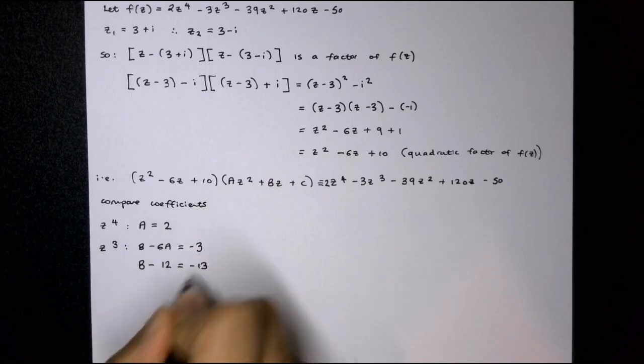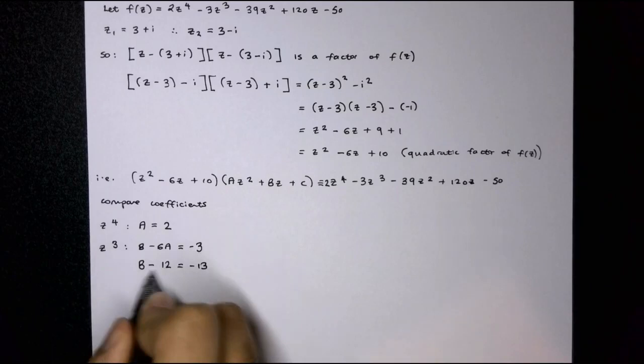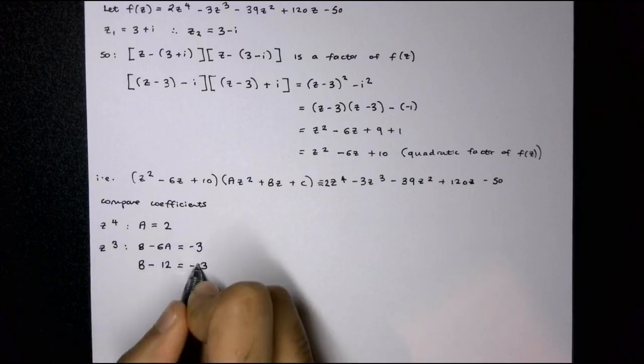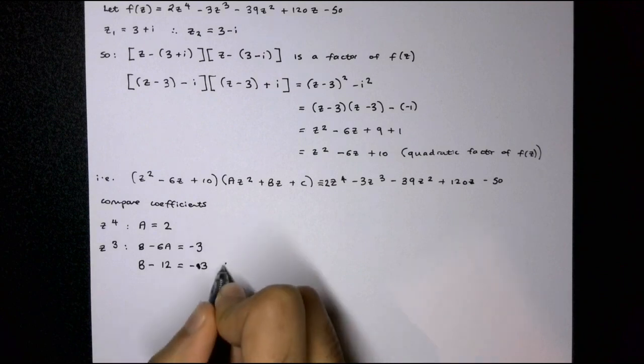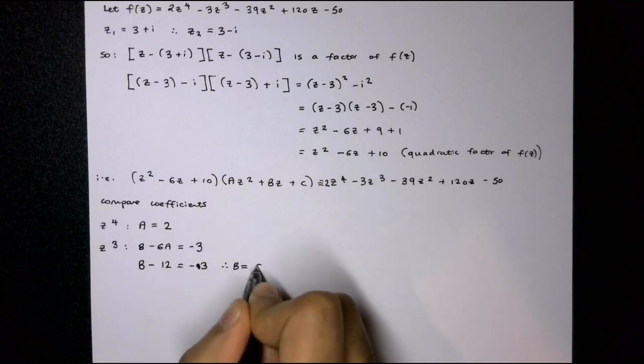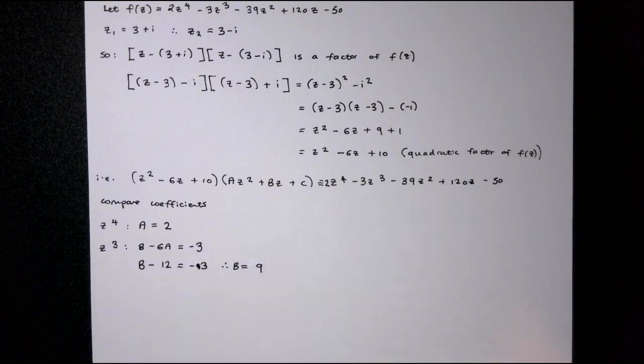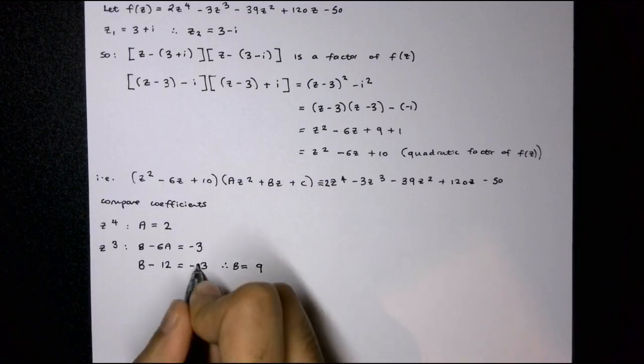Knowing that a is equal to 2, we have b minus 6 times by 2, which is 12. This is equal to minus 3, so we've got b minus 12 equals minus 3, and therefore b is equal to 9.